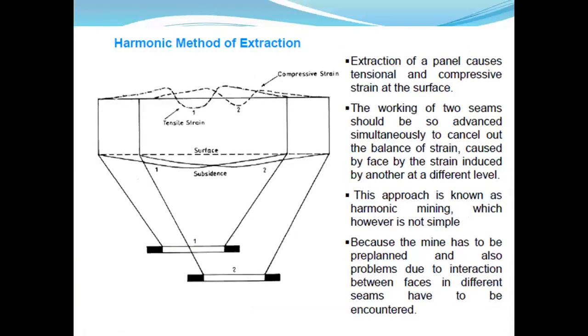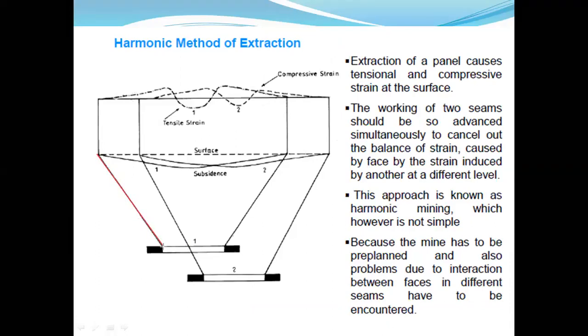Next, harmonic mining method. This is very important from an examination point of view. Let's say there are two seams lying at different depths. These seams are present at different levels of depth. Now what happens if you look at the subsidence profile of the first seam? Let's see. So this is the subsidence profile of the first seam. I just wanted to demarcate with different colors so that you can understand easily. This is the second one.